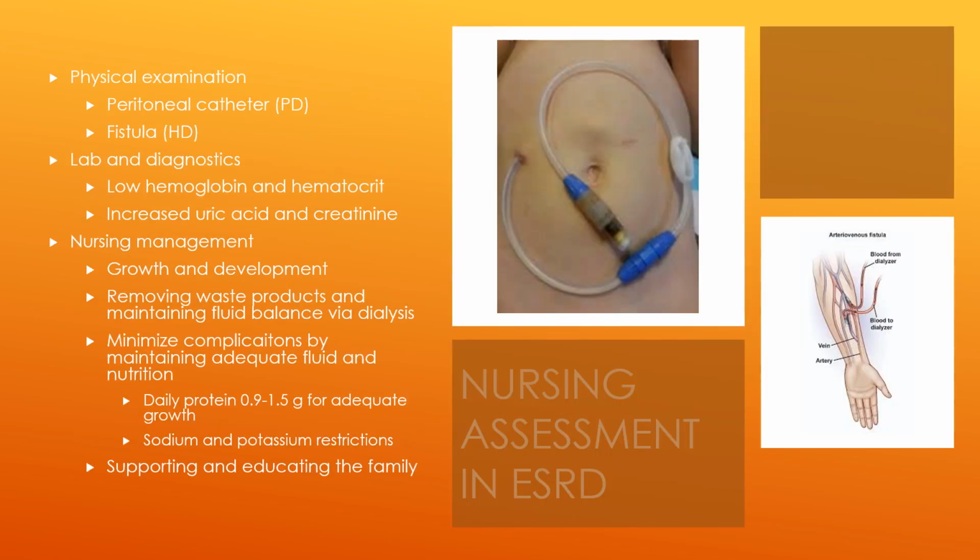Physical assessment findings when we are assessing our kiddos, if we see a peritoneal catheter, we'll want to assess the site for any or absence of drainage, any bleeding or redness. If the child is undergoing hemodialysis, we'll want to assess the fistula or graft site for the presence of a bruit and a thrill. We can listen for a bruit, which is a rumbling sound, and we can feel for a thrill, which is a vibration. Labs and diagnostics are going to show low hemoglobin, low hematocrit, increased uric acid, and increased creatinine.